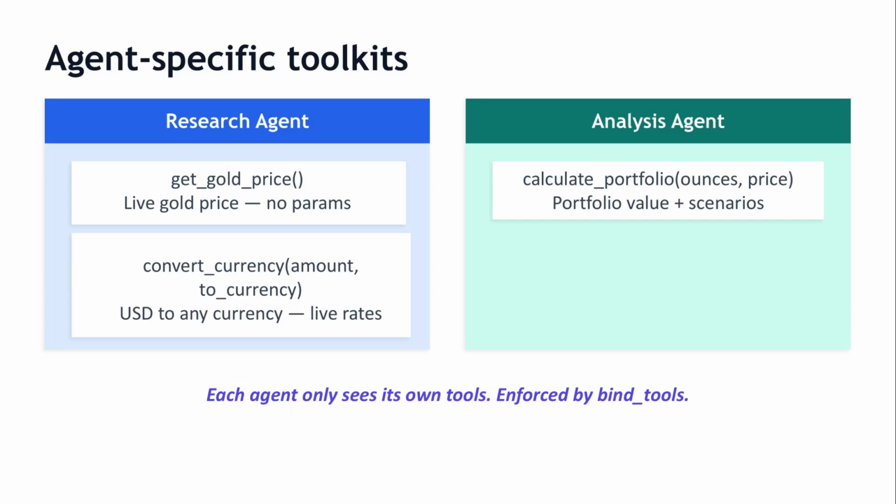The key point, each agent only sees its own tools. The research agent doesn't know the portfolio calculator exists. The analyst doesn't know about the currency converter. This is enforced by bind_tools.